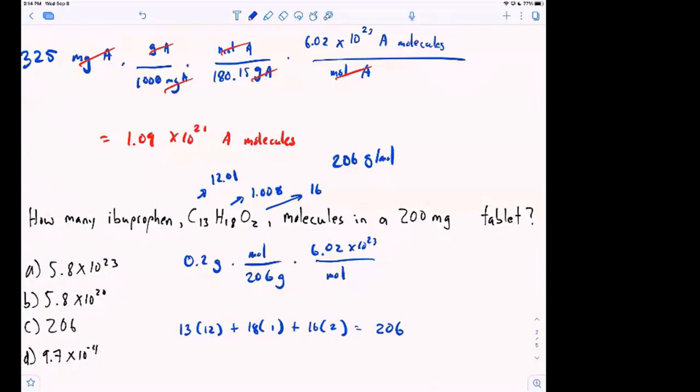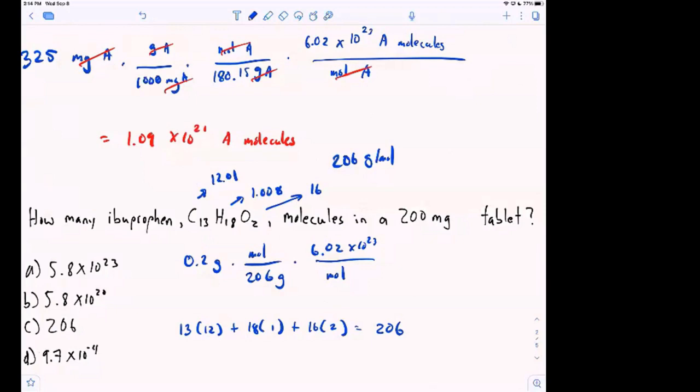So how are we doing? How many people think A? How many people think B? How many think C? D? Okay, so we got about a third of the class. The answer is B.